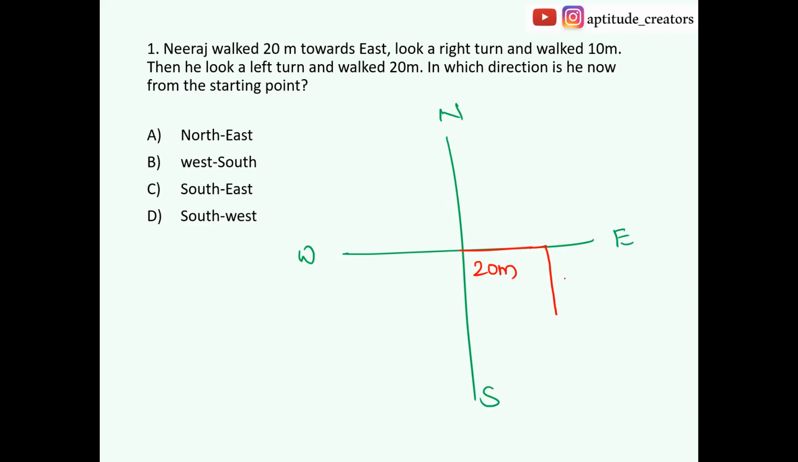This is the right side. Correct. Walked 10 meters. Then he took left turn and walked 20 meters. Now, what is the question he is asking? In which direction is he from the starting point? Now, this is the starting point and this is the ending point. Correct? If I am looking at starting point, the person is in southeast direction. Answer is option C, southeast direction.